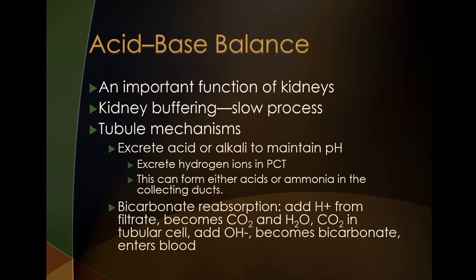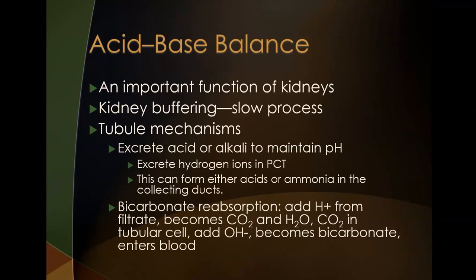The process is slower. So the kidneys contribute to acid-base balance through tubule mechanisms, so they can excrete acids or alkali to maintain pH. So this is the great thing about the kidneys: whatever's in excess, it can help dump it out. Okay. So the excess hydrogen ions can be excreted in the proximal convoluted tubule, and those excess hydrogen ions can either form acids or ammonia in the collecting ducts. And then it can also reabsorb bicarb. So bicarb is necessary in acid-base balance because your bicarb can pick up excess hydrogen ions to be converted to water and CO2.